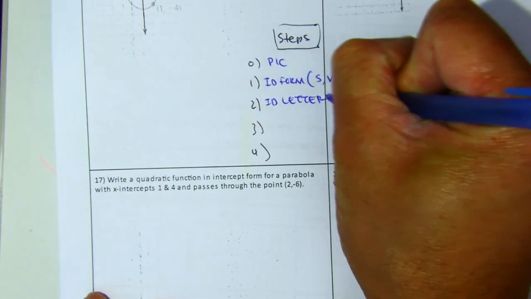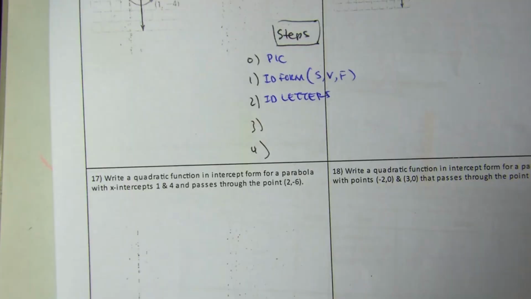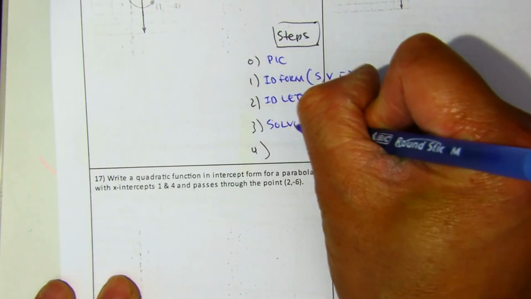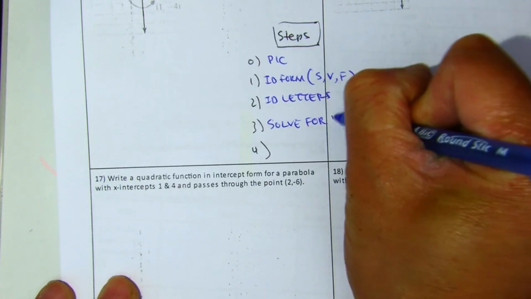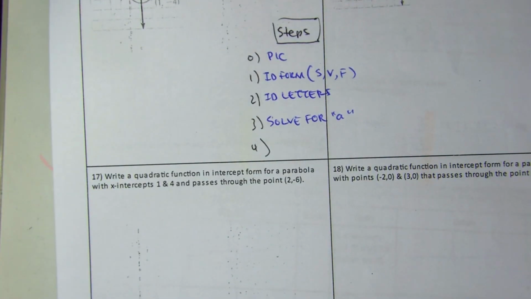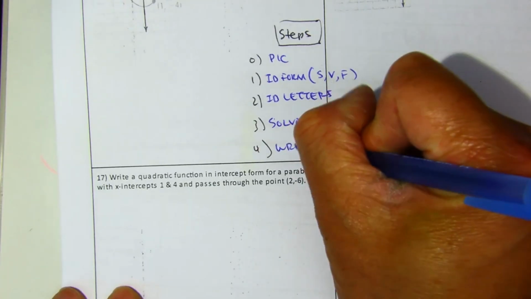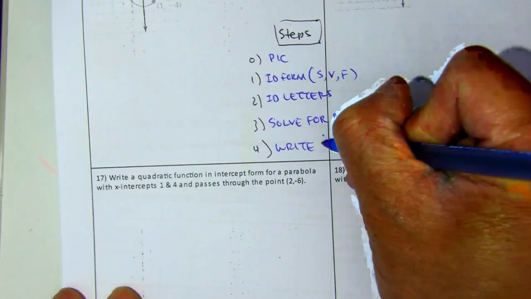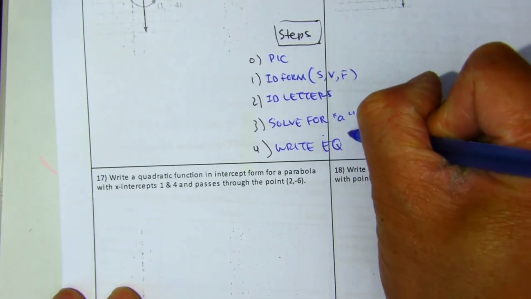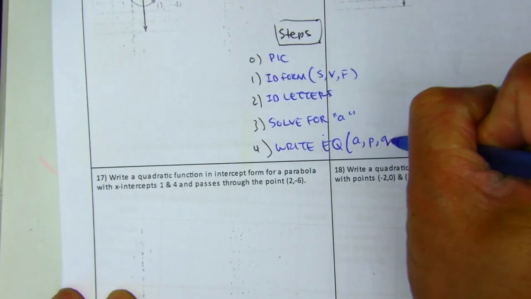So it feels very similar to yesterday. Angel R, number 3: solve for A. And Carla, number 4. Okay, today's lesson, we're not going to use A, H, and K. We're going to use these 3 letters: A, P, and Q.